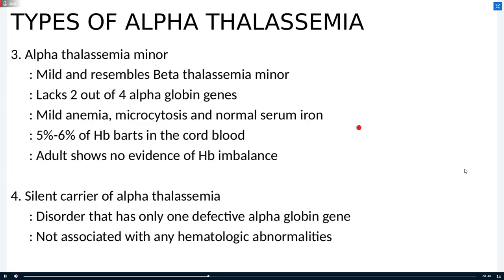Okay. Let's go to the third one. You have your alpha thalassemia minor. So mild and resembles beta thalassemia minor. Lacks 2 out of 4 alpha globin genes. Characterized by mild anemia, microcytosis, and normal serum iron. There is 5 to 6% of hemoglobin BARTS in the cord blood. Adult shows no evidence of hemoglobin imbalance. So this would often affect newborns.